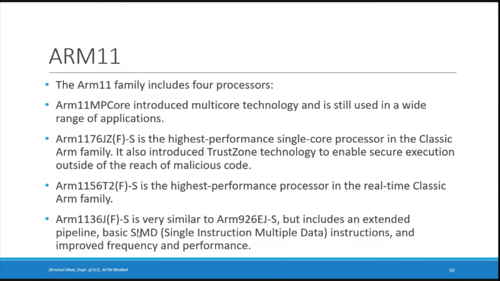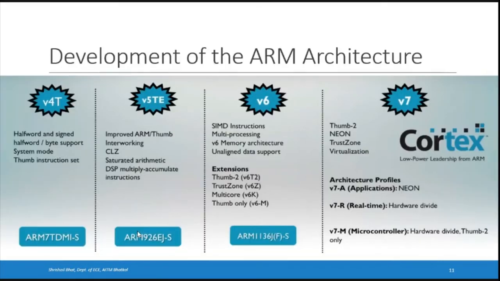Before ARM Cortex, here you can see different versions. This ARM7 actually comes under the fourth version, version 4. These are some features. ARM9 comes under version 5. Then ARM11 comes under version 6. And the Cortex that we are going to study is under version 7.